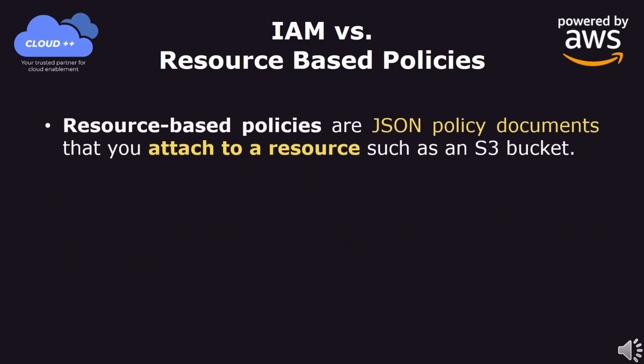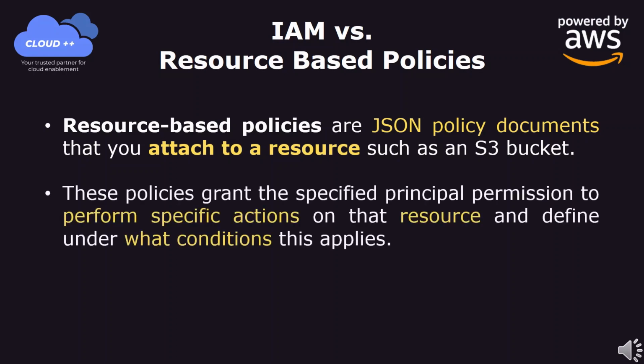Resource-based policies are JSON policy documents that you attach to a resource, such as an S3 bucket. These policies grant the specified principal permission to perform specific actions on that resource and define under what conditions this applies.